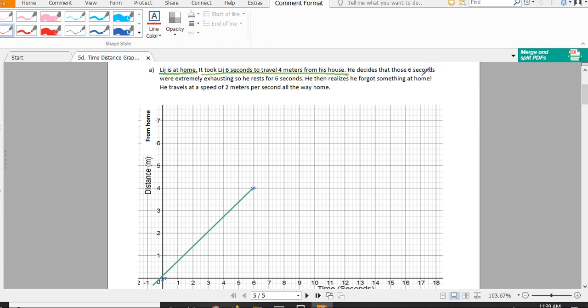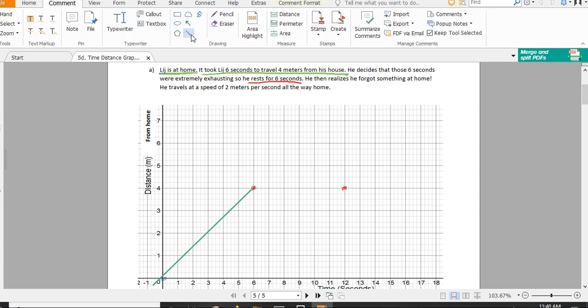He decides that those 6 seconds were extremely exhausting, so he rests for 6 seconds. Now if you're going to rest for 6 seconds, are you going to travel anywhere? No, you're staying put. So if you're staying put, that means for the next 6 seconds, what's your distance from home? Still going to stay at 4, isn't it? So after 1 second, 2 seconds, 3 seconds, 4 seconds, 5 seconds, 6 seconds. Okay. So at 12 seconds, he is still 4 meters away from home. So I'm just going to draw a line connecting those two.